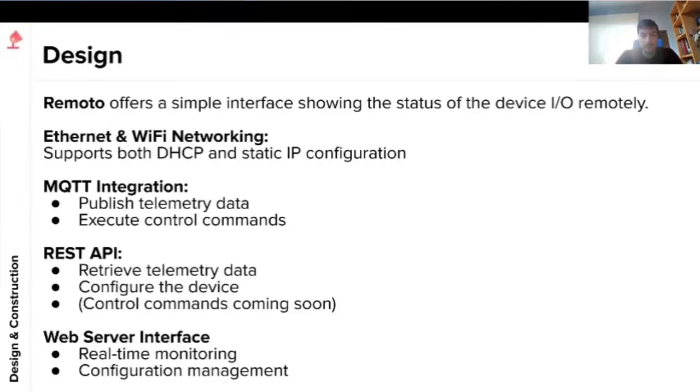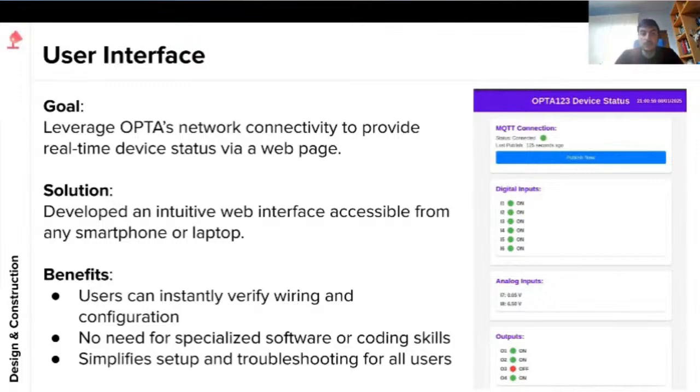To give a very nice interface to the user, I developed a very simple web server interface that gives all of this information through a web browser. So it allows real-time monitoring of the status of the device and configuration. This is actually the key feature, and the goal is to leverage the network connectivity and the power of the device to show all of the status via web page. And with this intuitive web page, the user can instantly verify the wiring and the configuration of the device without any need for specialized software or coding skills, just by using a smartphone or laptop.